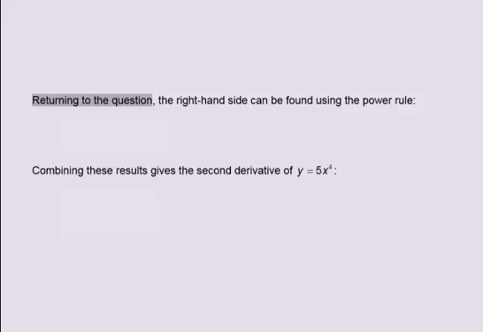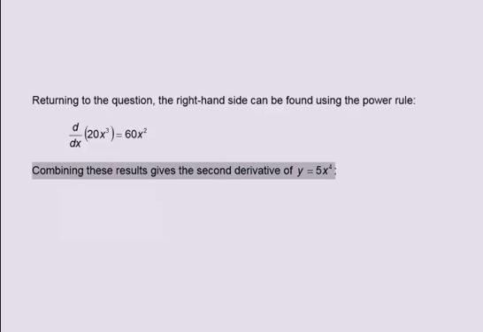Returning to the question, the right-hand side can be found by using the power rule. d by dx of 20x cubed equals 60x squared. Combining these results gives the second derivative of y equals 5x to the 4.